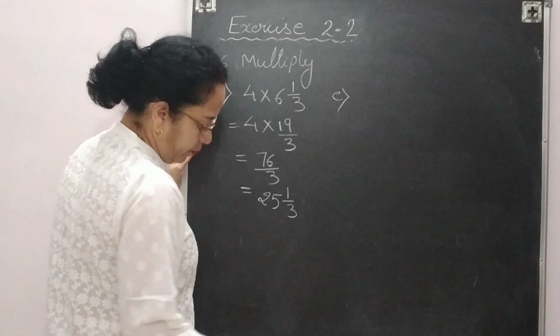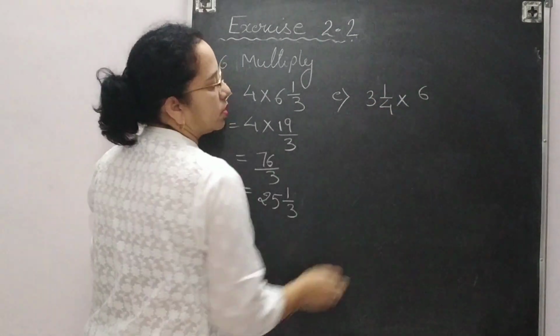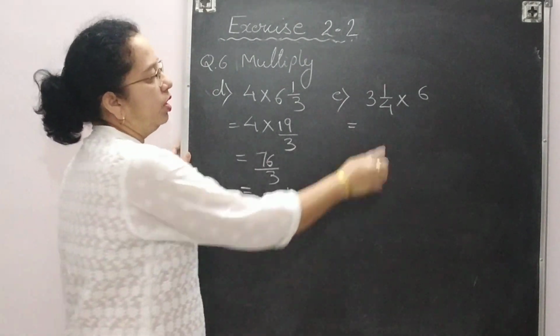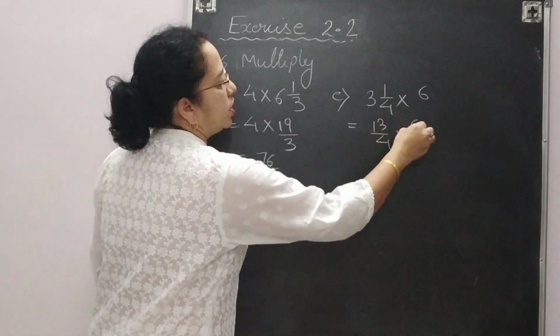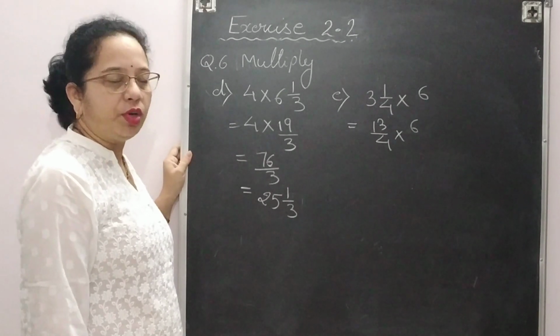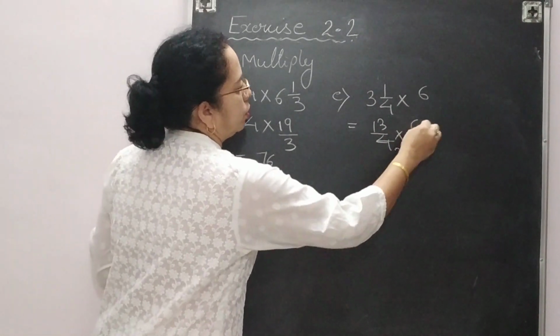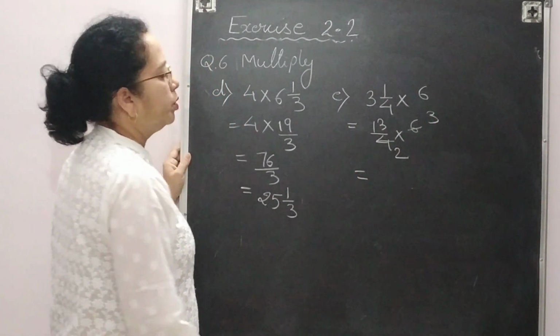A number sum. 3 and 1 by 4 into 6. Again one mixed fraction is there, so we will convert into an improper fraction. 4 threes are 12 plus 1, 13 upon 4 into 6. Here can we cut any two numbers, one from the numerator and one from the denominator? So yes, we can cut 6 and 4. So 2 2s are 4, 2 3s are 6. Now we will multiply numerator with numerator.